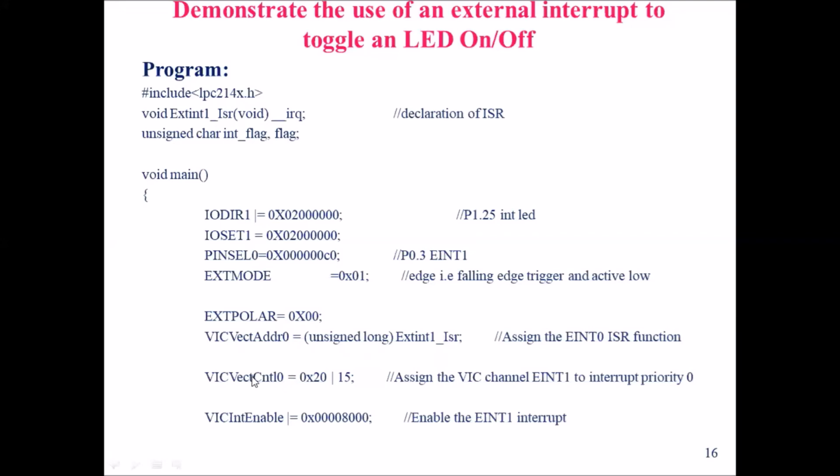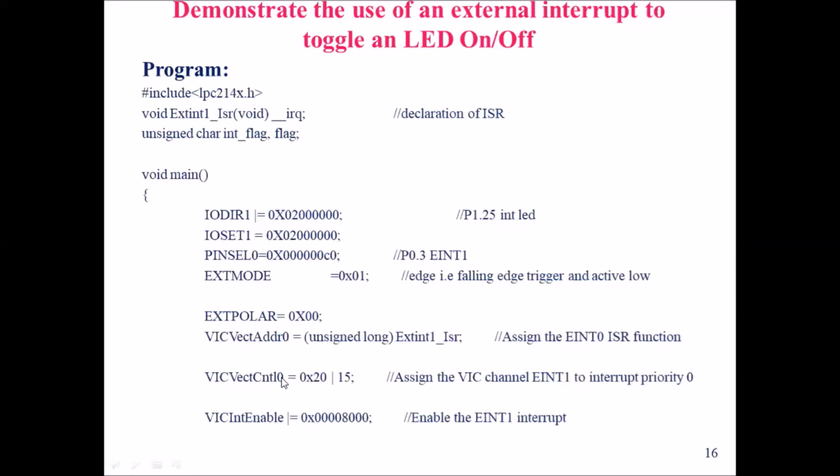Another register which we have discussed is the VIC vector control 0. VIC stands for vector interrupt control. Vector control 0 has the highest priority when compared to vector control 15. So VIC vector control 0 has the highest priority, basically 0x20 or 15. The 15th slot in the overall interrupt slots is given for external interrupt 1. So if we are using external interrupt 1, then the 15th slot should be assigned to the vector interrupt controller. It will assign EINT1, which stands for external interrupt 1, to the interrupt with priority 0. Here you can see there is a 0 after the vector control instruction, because the 0th control has the highest priority when compared to the 15th control.